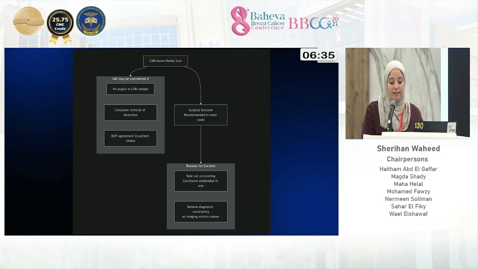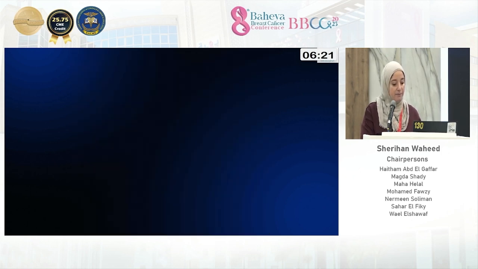Surgical excision is the historical and still predominant standard due to its spiculated appearance and risk of associated malignancy. However, vacuum-assisted excision is an emerging option only if no atypia is present and the lesion is completely removed.